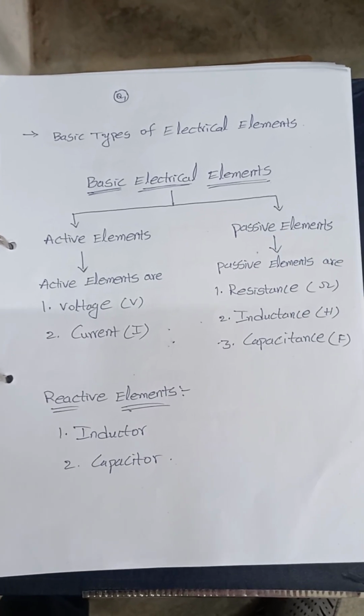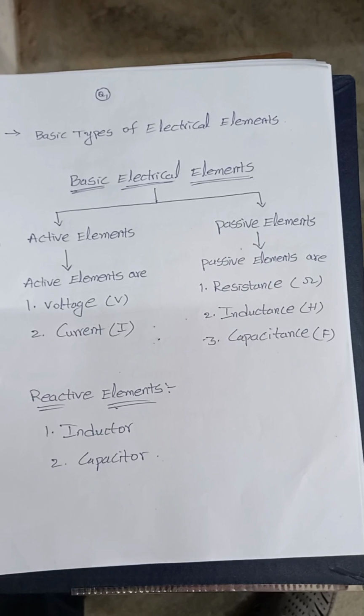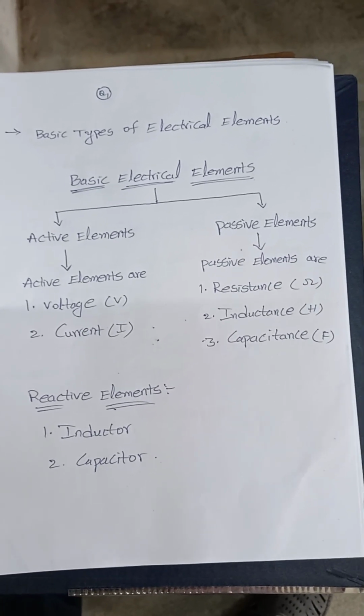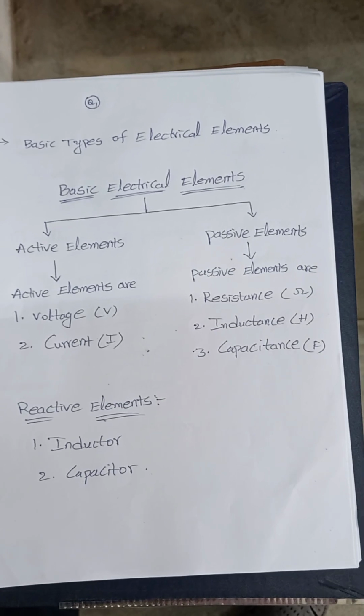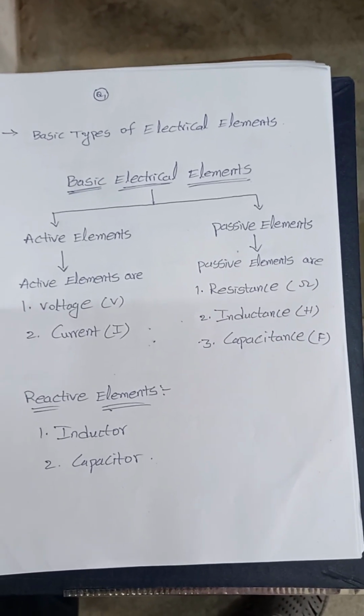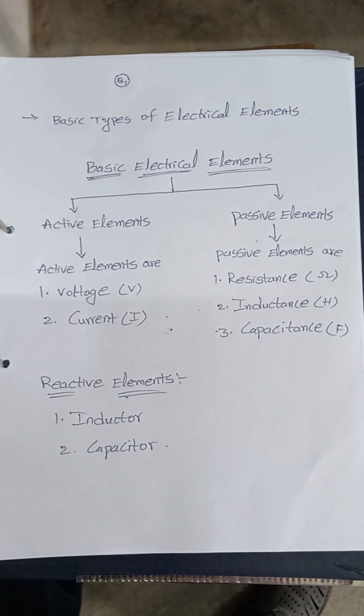If the question asks about passive elements, you are going to write resistance, inductance and capacitance. But if you don't know what the passive elements are, even if you know the answer about resistance, inductance and capacitance, you will be unable to present the answer. Okay, so this is the first question.